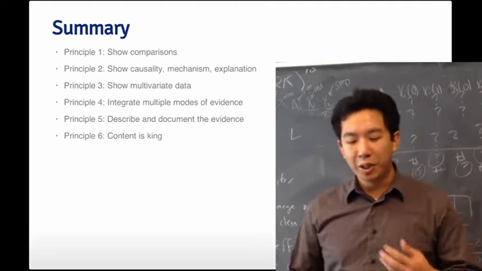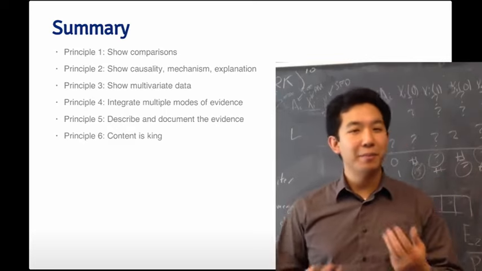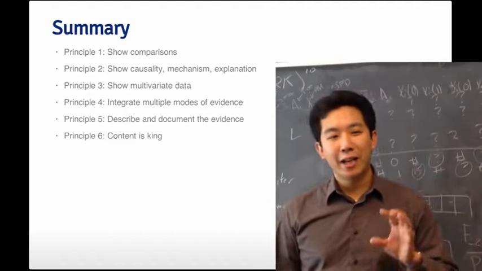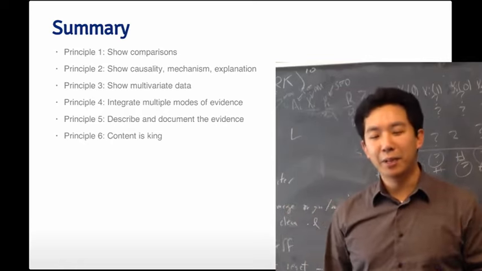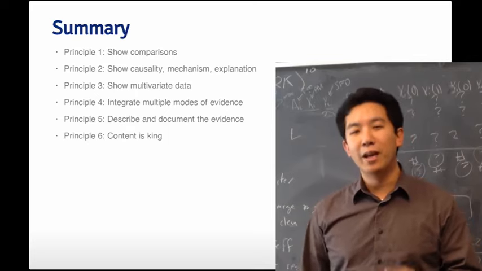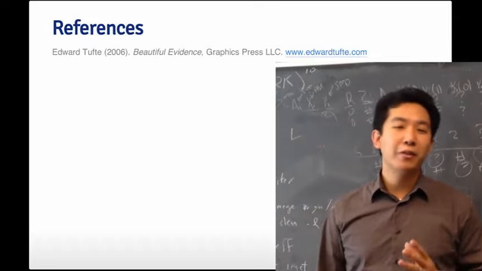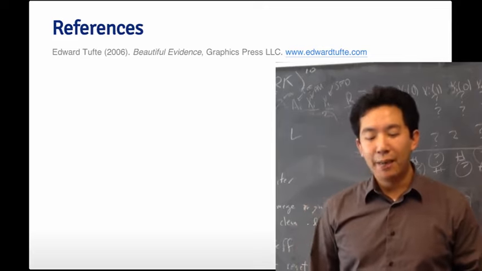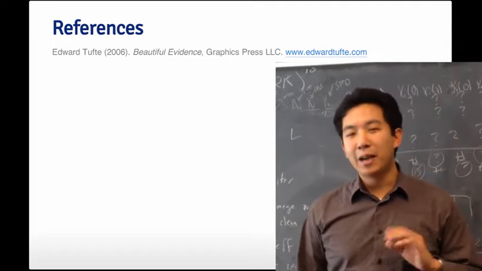Principle number 4 is to integrate multiple modes of evidence, so you can use things like tables and plots and text all together. You don't have to keep them separate if you don't want to. Fifth, describe and document your evidence, so always have sources and source code to lend credibility to your plots. And finally, always remember that the story that you tell and the data that you use are the most important elements of any graphic. The key reference that I would use for this presentation is Edward Tufte's book, Beautiful Evidence. You can read about it at his website, which I point to here. It's an excellent book. I highly recommend it.